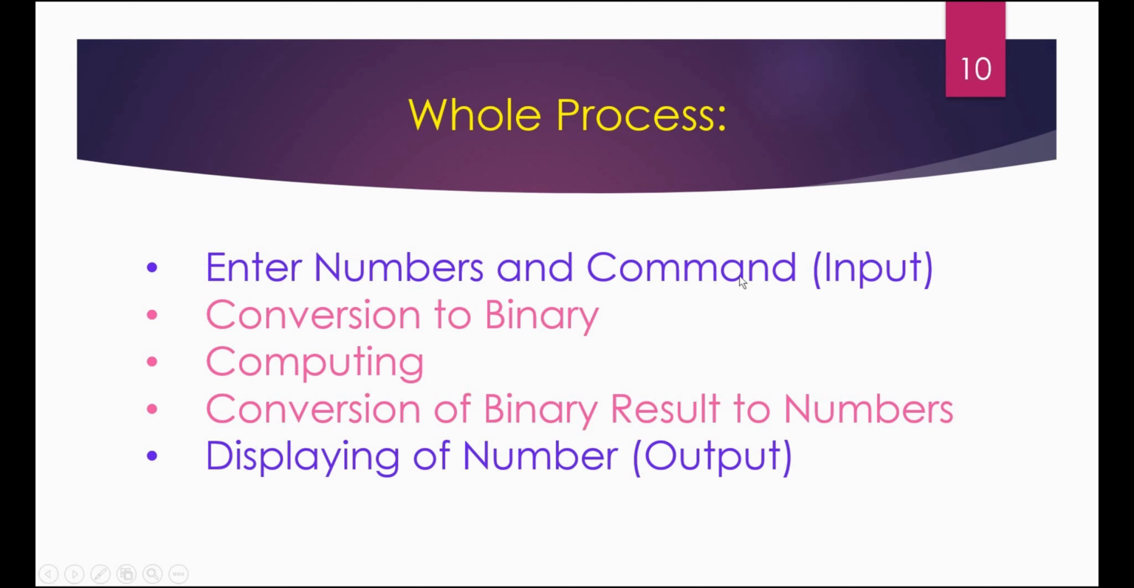So we entered numbers and a command, which was our input, and we could see that because we just did that. The next step is that our computer converts those numbers and commands into binary, which it can understand. Then it computes, it understands what you are asking it to do, and it carries out that function. Then it arrives at a result, which is still in binary, and it converts it into numbers which we can understand. Then it displays that result in numbers.